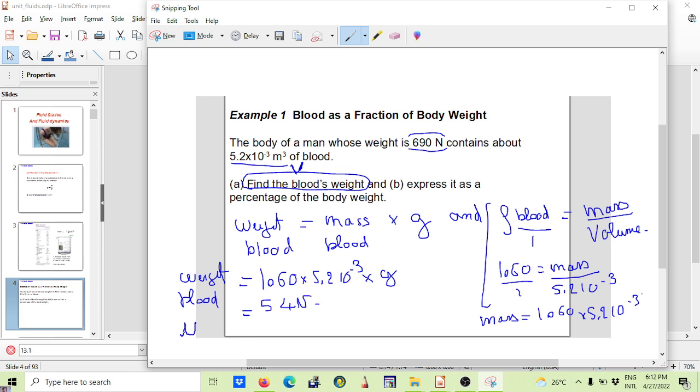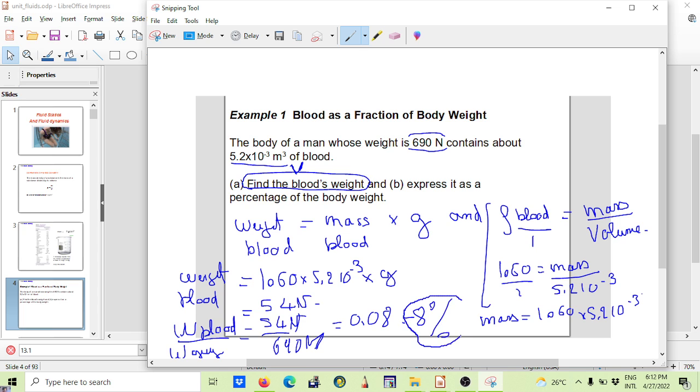So the weight of blood divided by the weight of the guy is going to be 54 newtons, I want to make sure the units are the same, over 690. And if you do that, you cross out the units, it's a proportion, there is no unit. It's going to be 0.08, which is 8%. So 8% of our body is blood, and the rest is water.